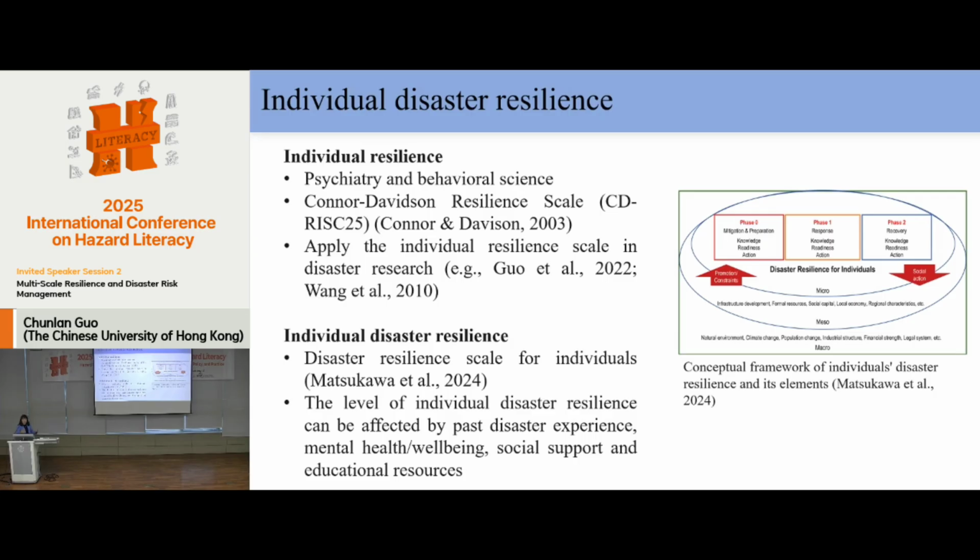She helped us understand that, in fact, this type of resilience is impacted by micro, meso, and macro factors. Micro factors mean gender, age, family income, or education level. Meso impact factors include infrastructure, formal resources, social capital, and the local economy. Natural hazards, climate change, population change, and institutional structure are macro factors which have significant impacts on individual resilience.